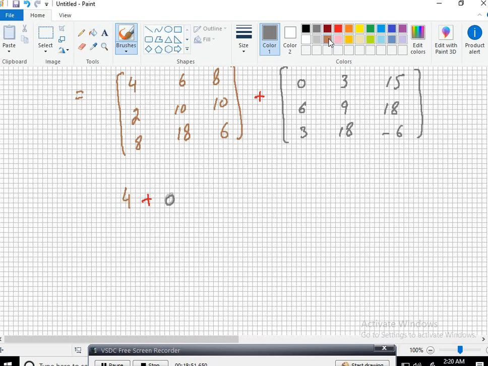Again, the corresponding entries will be subtracted from each other. 0 minus 2, 1 minus 3, 5 minus 4, 2 minus 1, 3 minus 5, 6 minus 5, 1 minus 4, 4 minus 9, minus 2 minus 3.